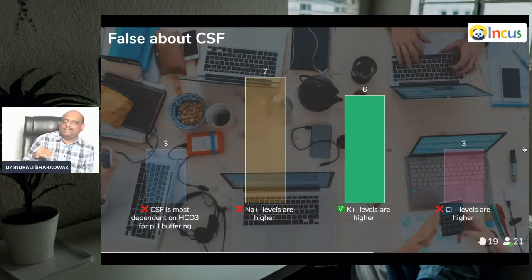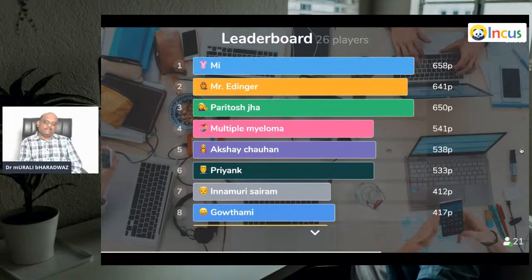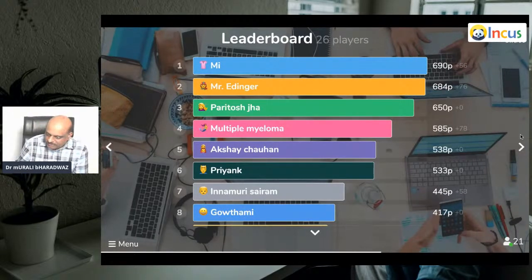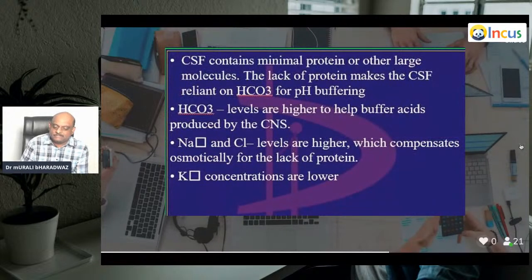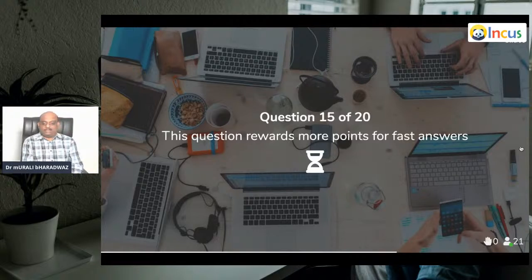Potassium is low in CSF compared to serum. Sodium is higher, chloride is higher, and CSF does not have any proteins. CSF normally doesn't have proteins, so it can't depend on proteins for buffering the acid. It depends on bicarbonate for the buffering. That's the point you need to understand. Good. That keeps me on the top. So bicarbonate is higher, sodium and chloride are higher, potassium is lower, is what you need to appreciate. Question number 15.